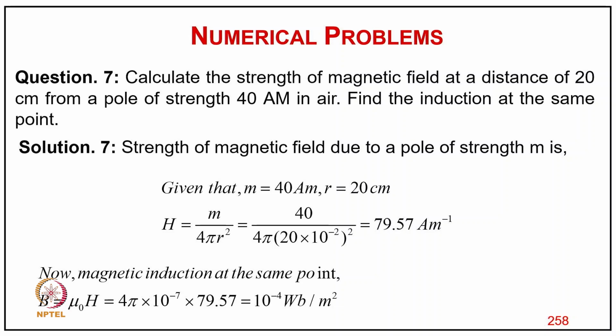Question 7 is, calculate the strength of magnetic field at a distance of 20 centimeter from a pole strength of 40 ampere meter in air, and find the induction at the same point. So the solution is, the strength of magnetic field due to the pole strength M is given, M is 40 ampere meter and distance 20 centimeter. So H equal to M upon 4 pi r square. So it comes 70.57 ampere per meter. Now magnetic field induction at the same point will be the flux density. If we calculate with mu 0, it comes 10 to power minus 4 Weber per meter square or Tesla.